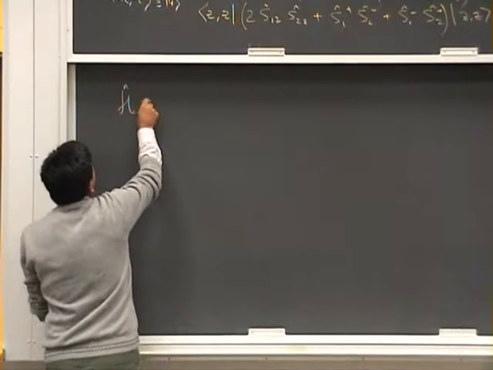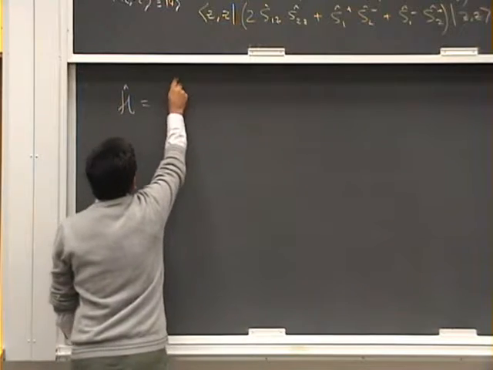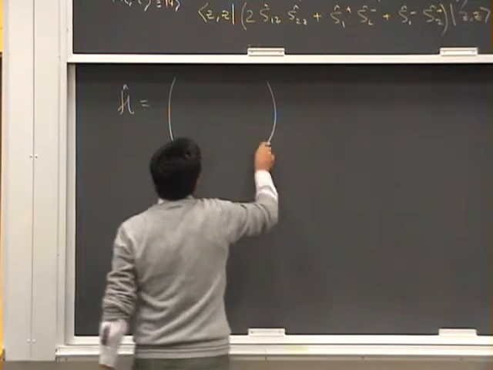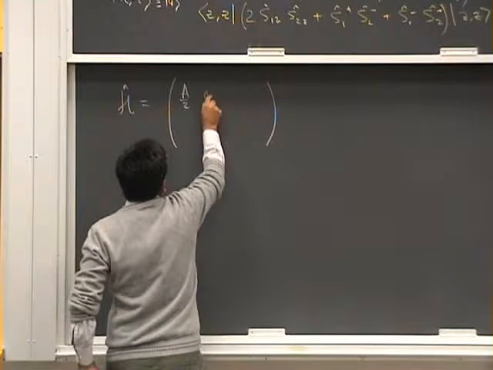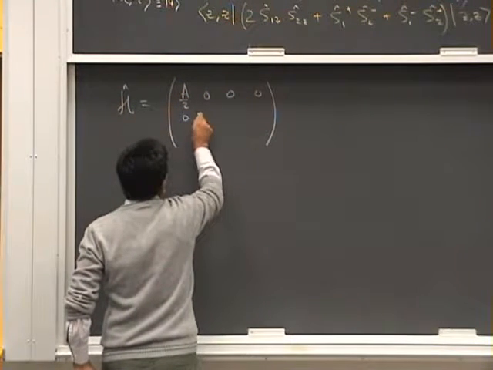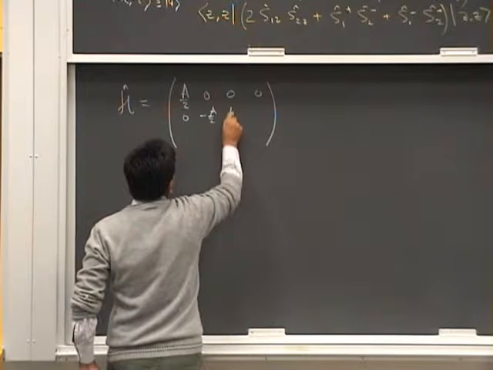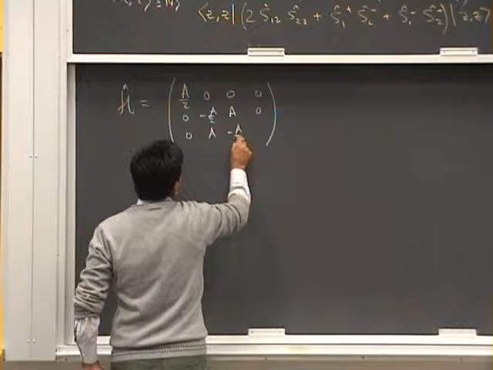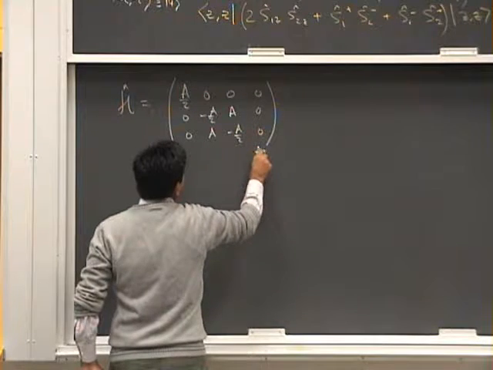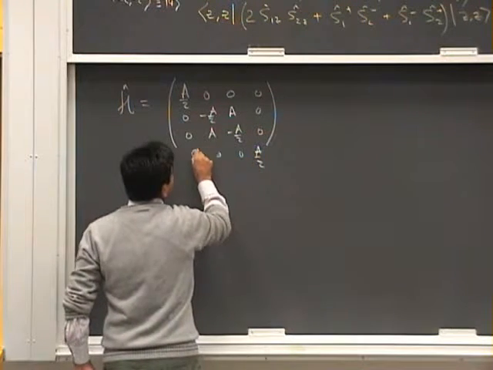The Hamiltonian is a by 2, 0, 0, 0; 0, minus a by 2, a, 0; 0, a, minus a by 2, 0; 0, 0, 0, a by 2.